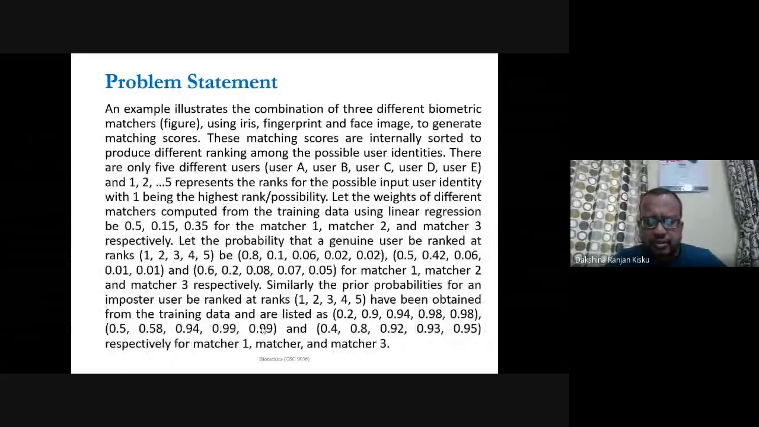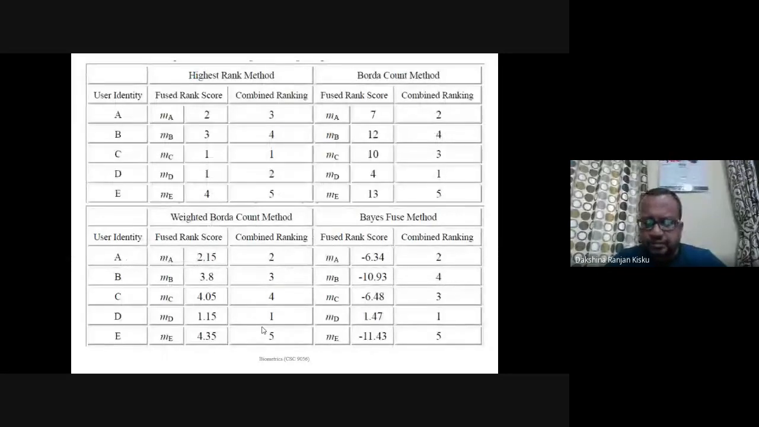Okay. So here you can see the problem statement. In the problem statement, all the values are given for every matcher. From these matchers you get different values, and these values will be fused together to get the rank score for different user identities, and after that we get the combined rank. The combined rank is the final rank, and it is based on the fused rank score for different user identities.